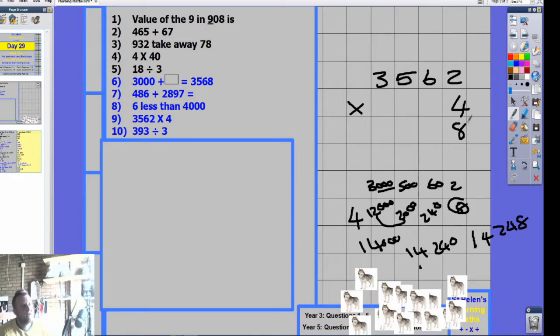2 times 4 is 8. 6 times 4 is 24. 4, 20 goes to the next place value. 5 times 4 is 20. 22.